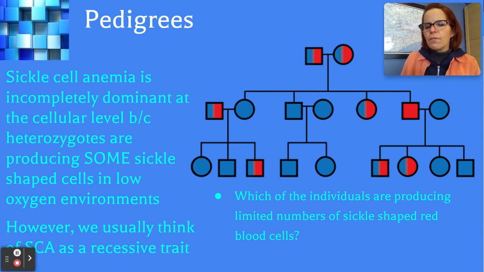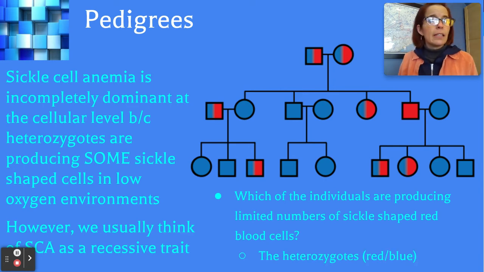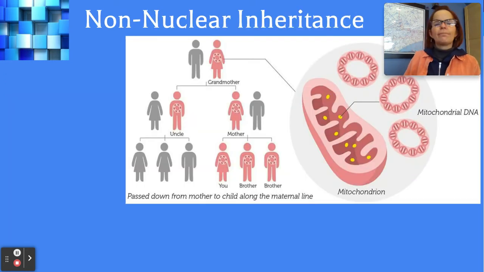So it says, which of the individuals on this pedigree are producing limited numbers of sickle-shaped red blood cells? And it would be any of the ones that are red and blue. Those would be the heterozygotes. We'll talk more about pedigrees as we go. We got to get a little bit more information.